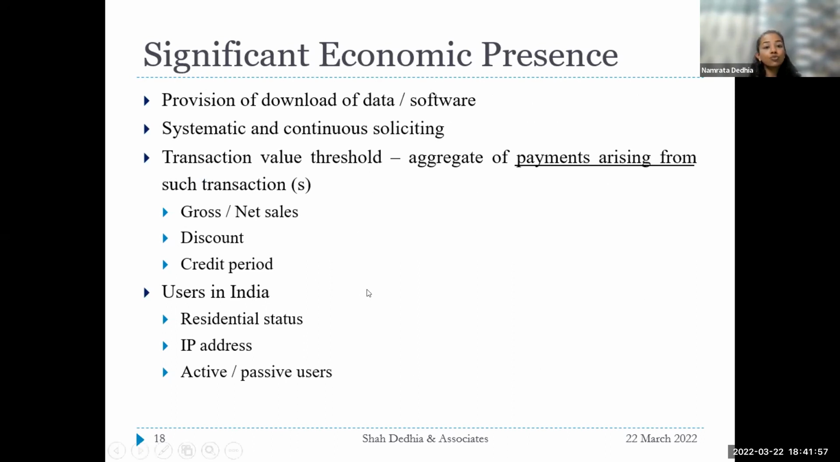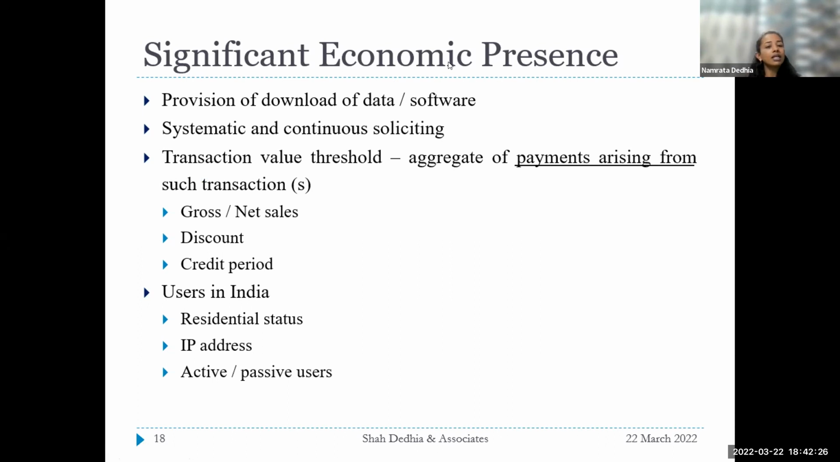Then there are other issues surrounding the user base. So the 3 lakh users in India, it doesn't talk of residential status. It only says users in India. So that would even mean temporary users in India, foreigners visiting India, either for travel purposes or for work purposes. If they are accessing something through India, will they be considered users in India? If yes, then for some part of the year, they'll be users in India.